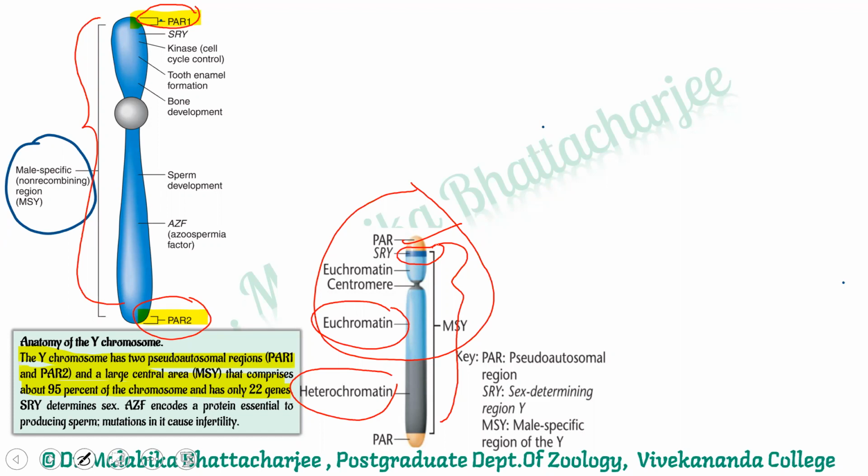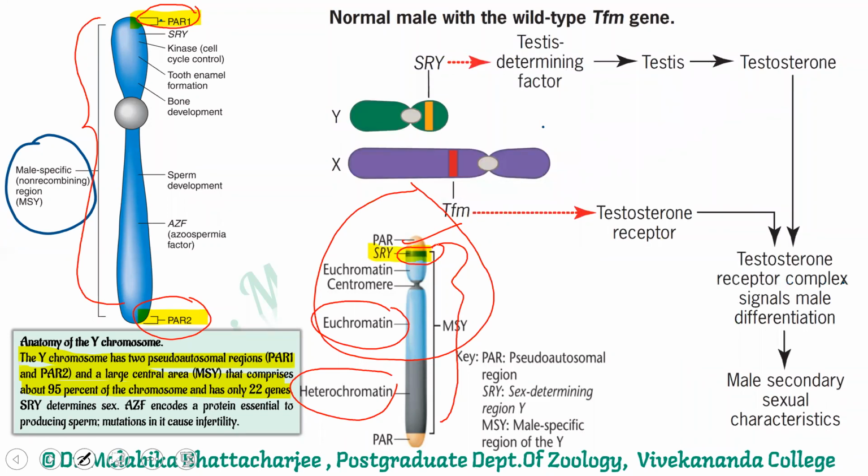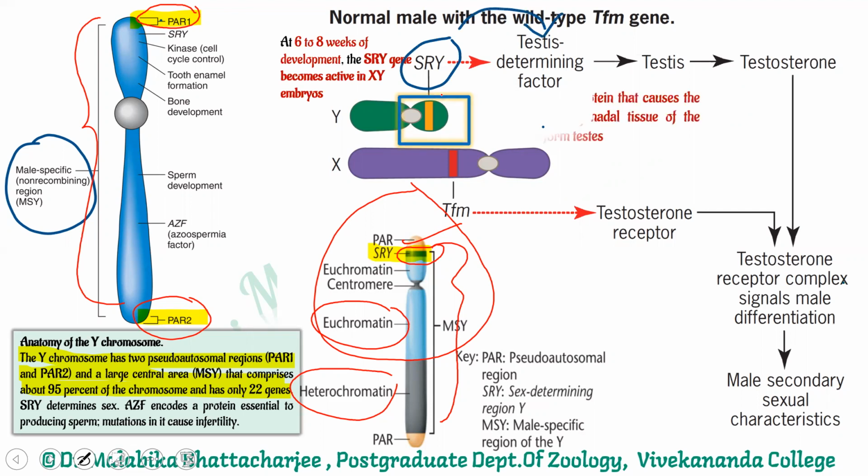This protein is known as testes determining factor. So let's get into that. So this is the SRY. Now, as we saw, at 6 to 8 weeks of development, the SRY gene becomes active in XY embryos, and the SRY encodes a protein that causes the undifferentiated tissues of the embryo to form testes.